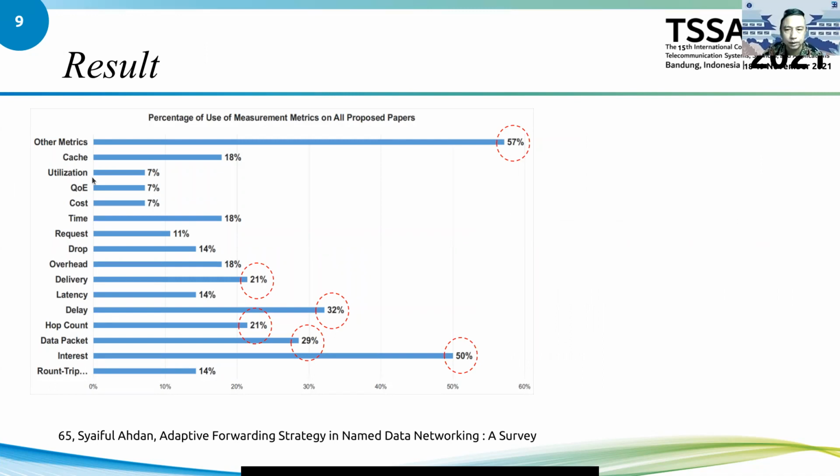Please look at the picture. Based on the analysis of the results of the proposed forwarding strategy performance tests, we find that most of the proposed forwarding strategies use the metric interest satisfaction rate, at 15%. This metric is used to measure how efficient the data delivery is from its approach.